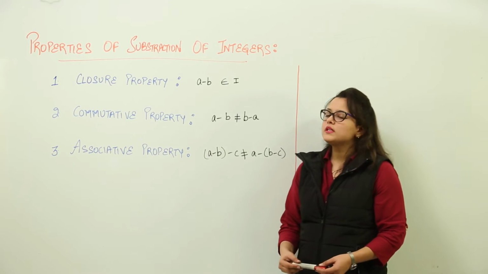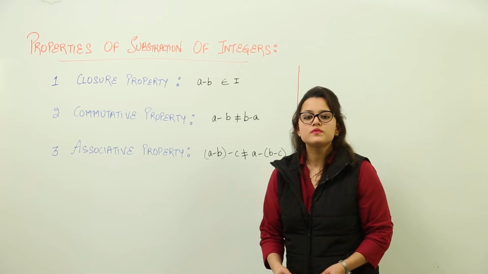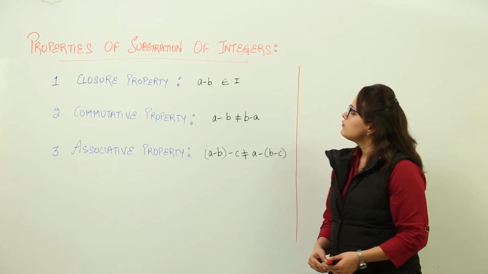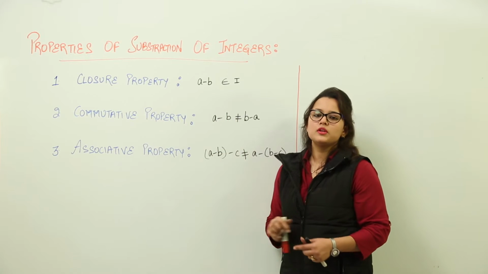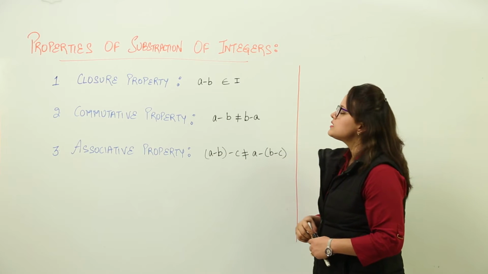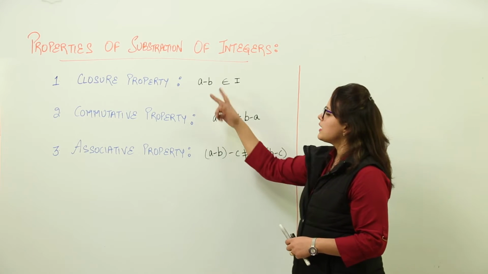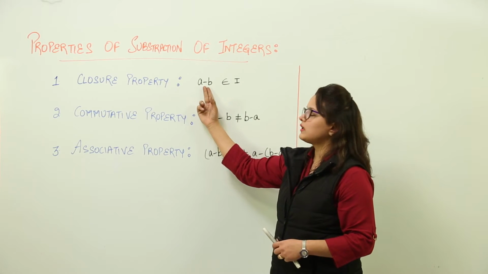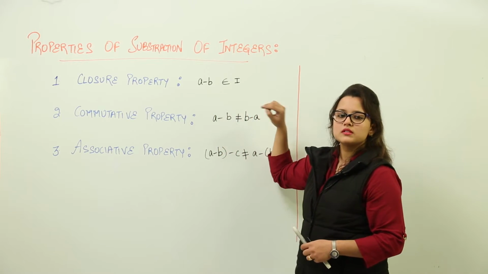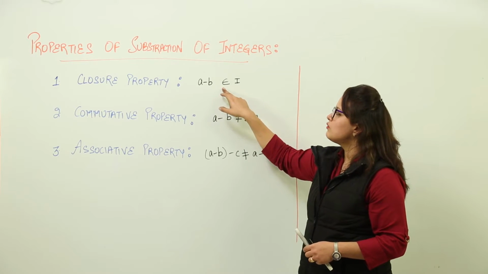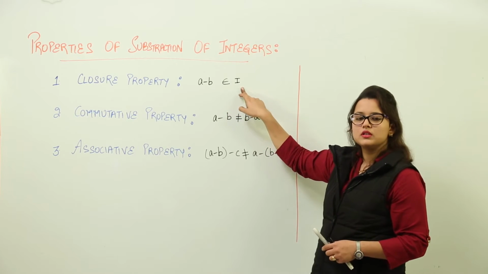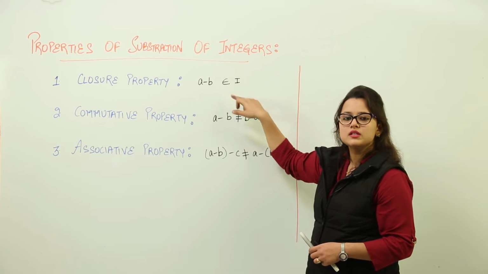Moving on with the properties now, we have properties of subtraction of integers. While you are subtracting two integers, these are the three properties. The first one is the closure property, which says that if two integers are subtracted, the subtraction will give us a result which will be an integer only. The subtraction would belong to the integers. Here I represents the integer set.